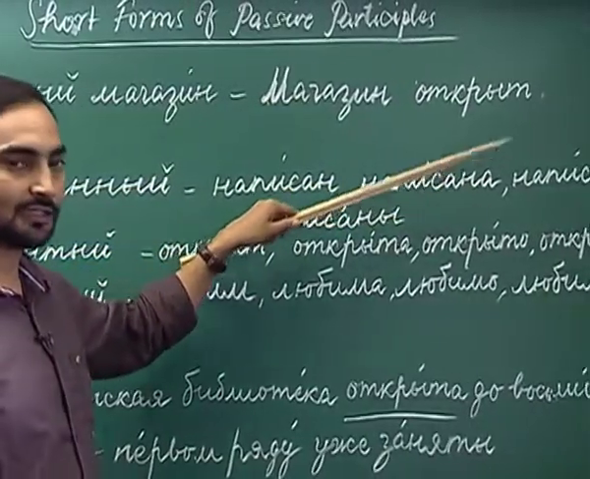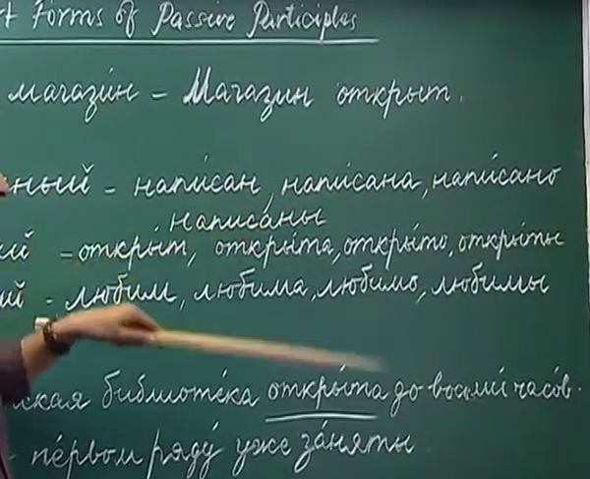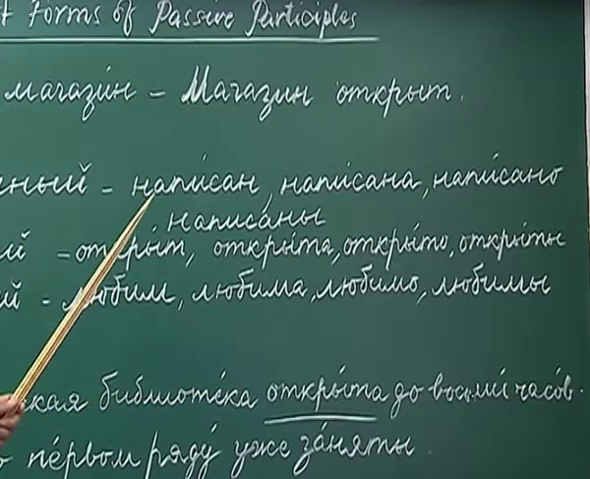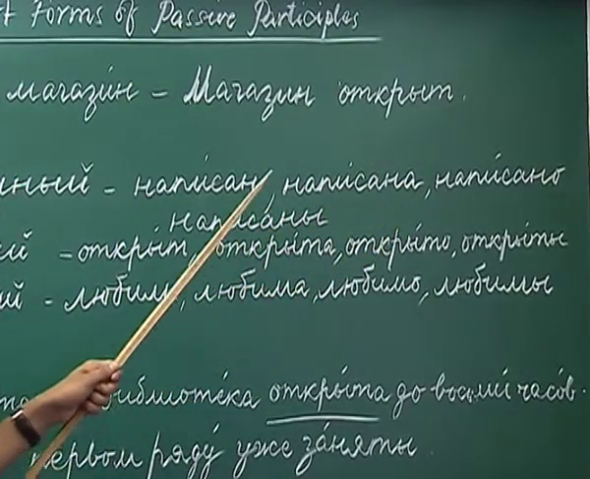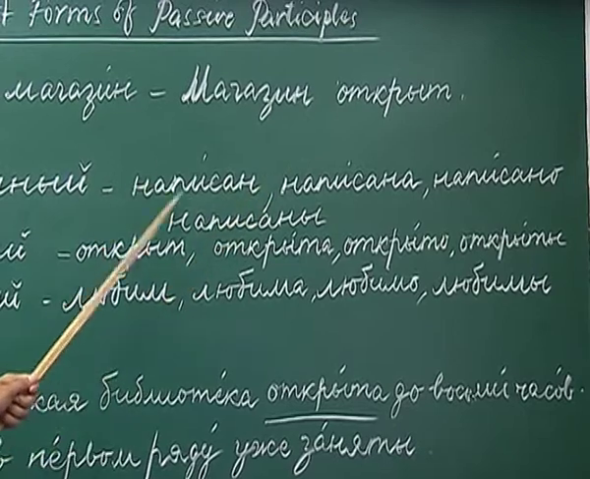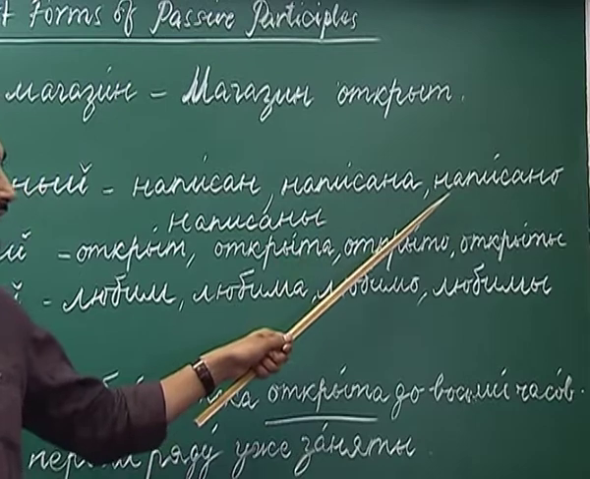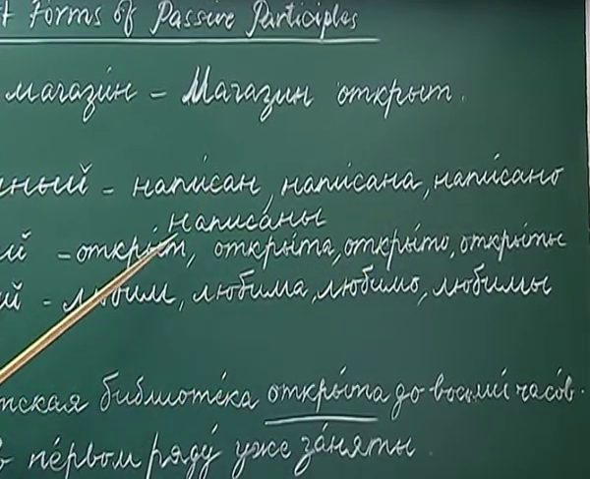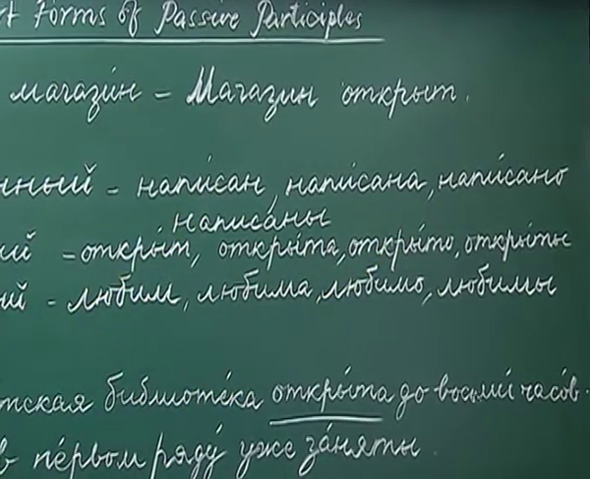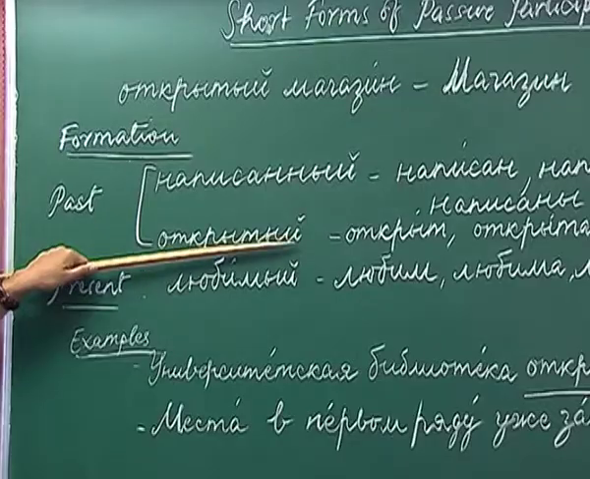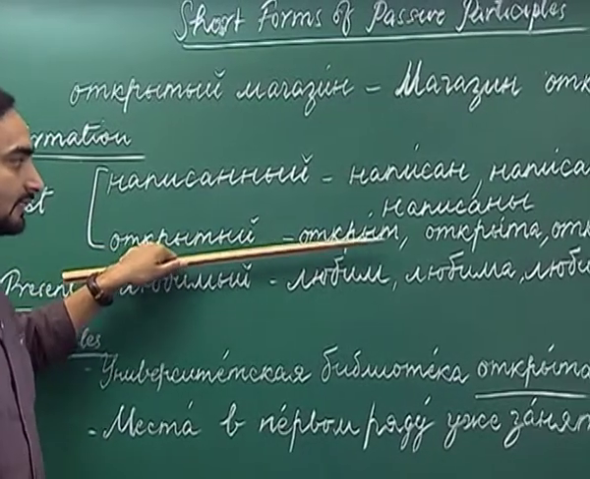It has feminine, neuter and plural forms too: написан, написана, написано and написаны. As you can see, there are four forms depending on the gender and number. For masculine we have написан, for feminine написана, for neuter написано and for plural написаны. Similarly, открытый, which is again a past passive participle, gives открыт.